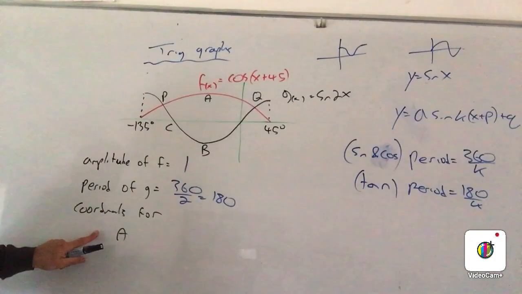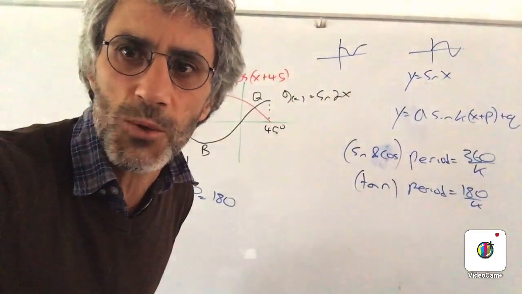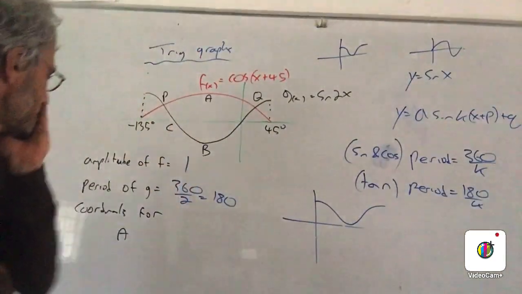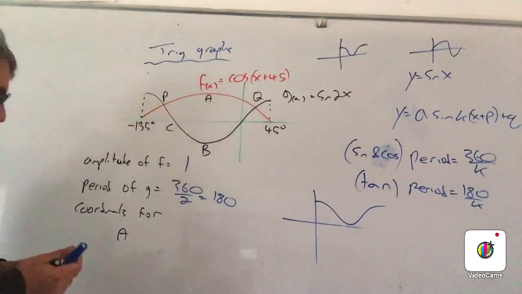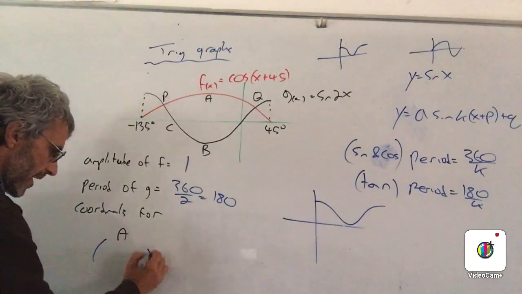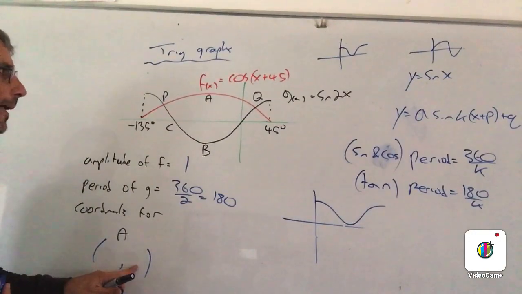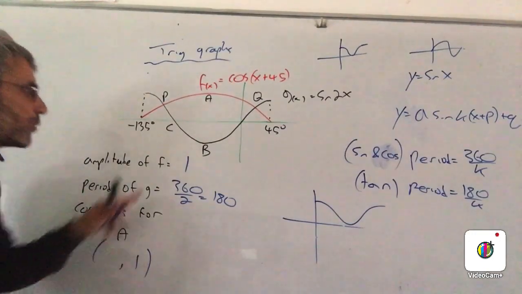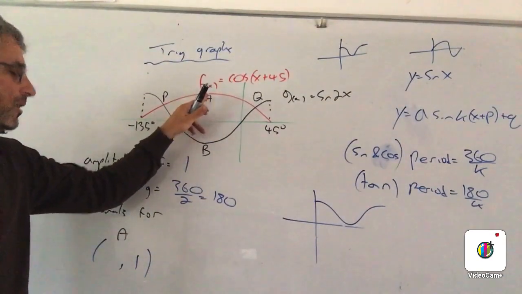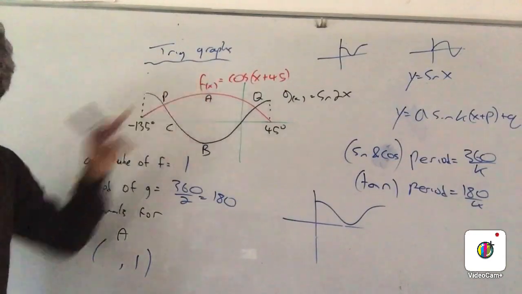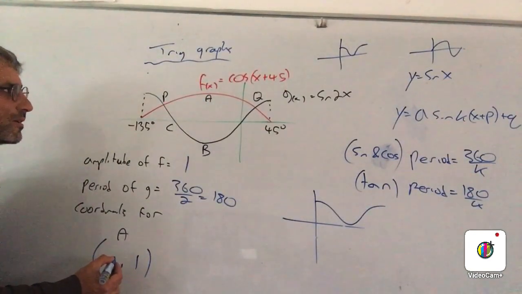Now we need to find out some coordinates. Right, now they're asking us, what's the coordinate of A? Remember, for a coordinate we always have to have the x and the y. Now, I claim that the y we know straight away. What will be the y? 1. It will be 1, because we already said that the amplitude is 1. The maximum it can get is 1. So obviously A is the peak there, so it's going to be 1. The question is, what will be the x?